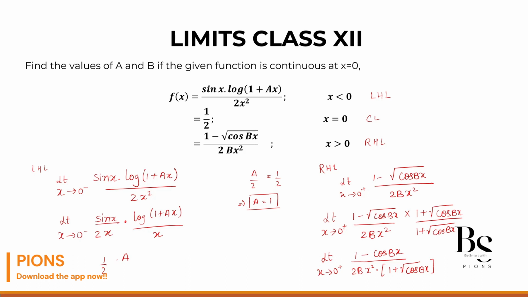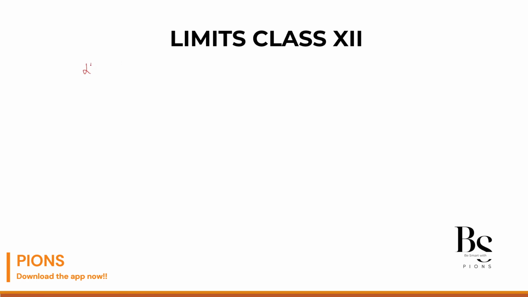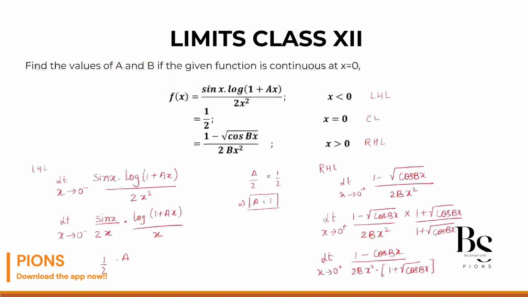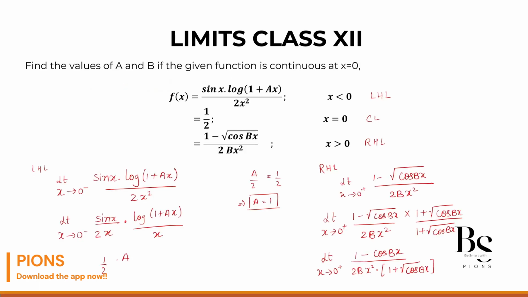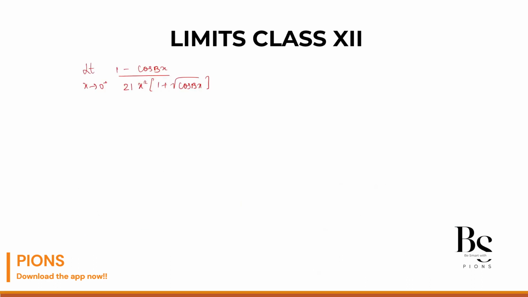Limit x tending to 0 plus. Okay, let me take it to the next page. So limit x tending to 0 plus, 1 minus cos bx whole divided by x square into 1 plus root cos bx. This was our outcome. Let me confirm it again. Let me scroll up. Yeah, here there was an extra 2. Rest everything is fine. So there is an extra 2 here. So 1 minus cos bx, and 2b is there, b is also there with this. So 1 minus cos bx upon 2bx square, this thing.